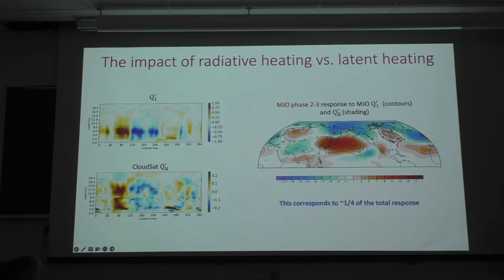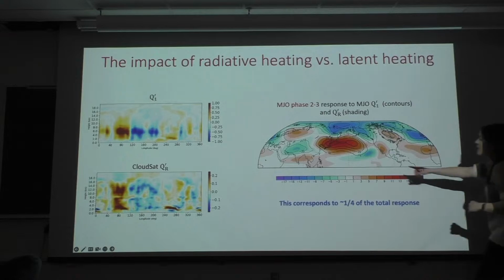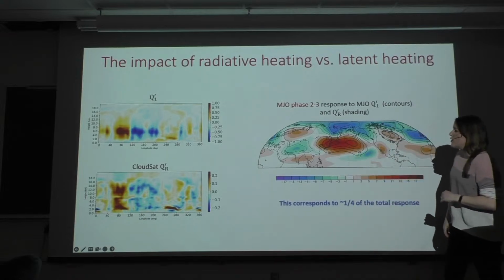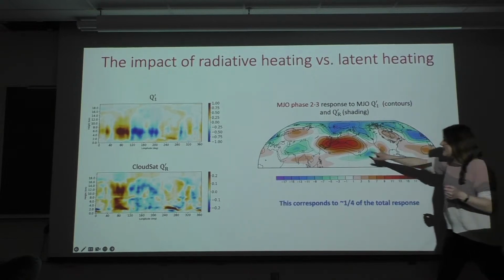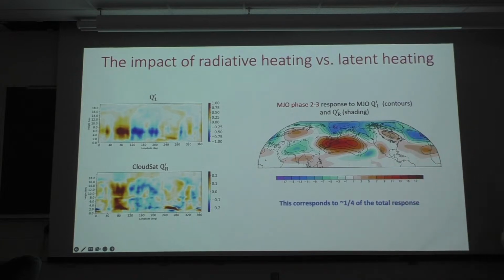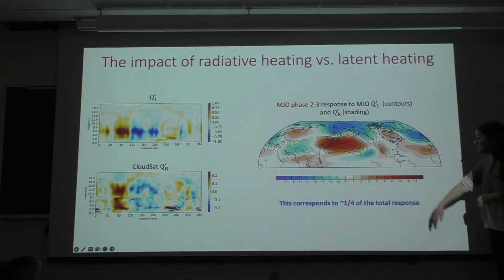If you go to the next slide, we can compare that to the full Q1. So QR again is in the shading, same as you saw last time, but now the black contours are showing the Q1 experiment, which includes latent heating and radiative heating. And you can see that we get a maximum magnitude around 40 meters. So comparing 40 meters to around 14 meters, that's a quarter of the total response. That is entirely from radiative heating. That is substantial. So radiative heating is also important, not just latent heating. Do we see this for other MJO phases?